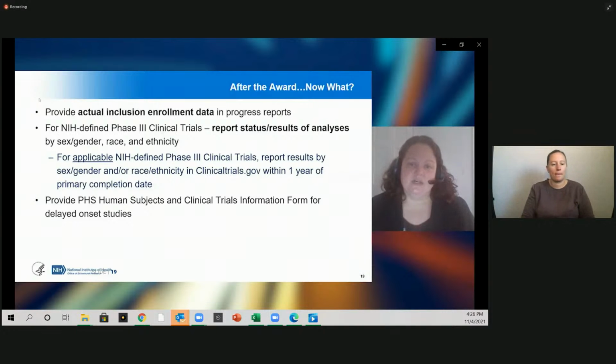And then if you're doing any delayed onset studies, and these are studies that you can't describe at the time of application, you may be, for example, collecting some pilot data before you fully develop that protocol. So if you have any of those that you didn't provide information for at the time of application, but you'll be working on, you will provide a full PHS human subjects and clinical trials information form for the study, and make sure you're in touch with your program officer, as you may need prior approval before you start that study.